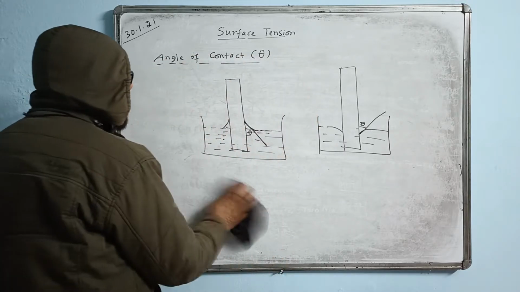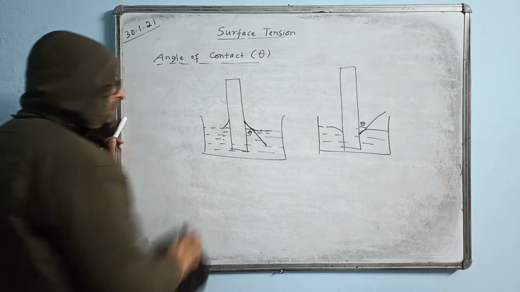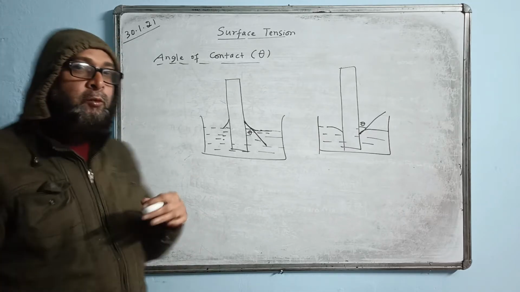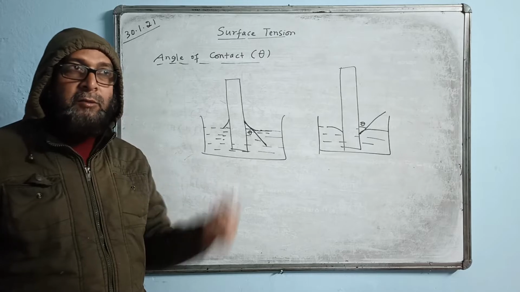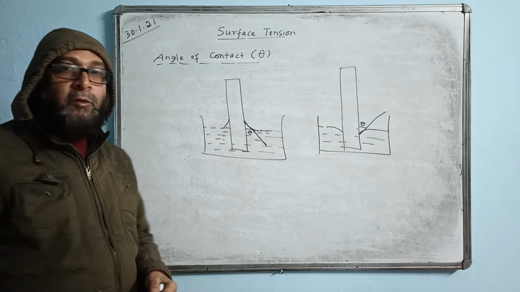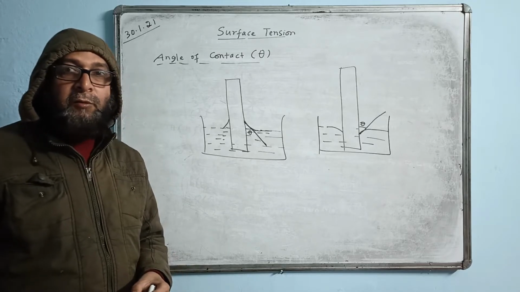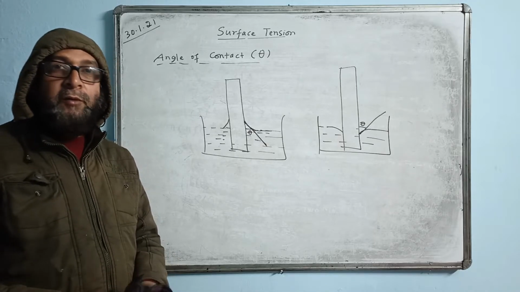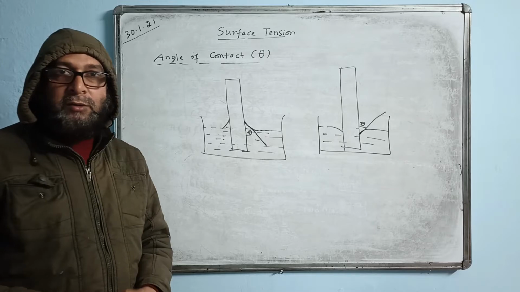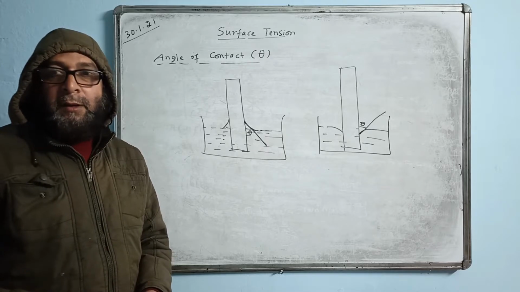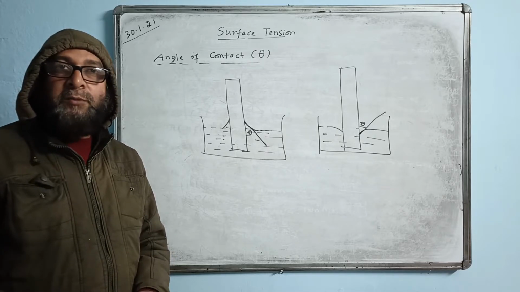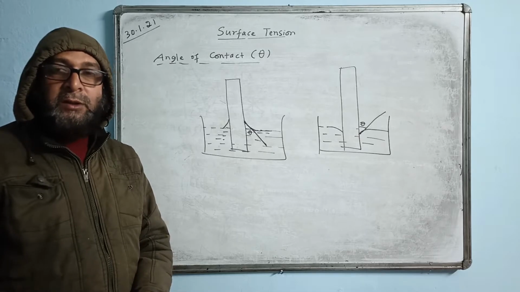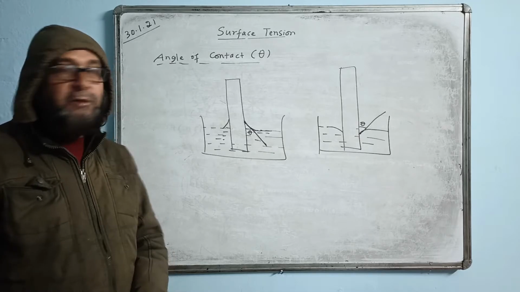Okay, now it depends. Molecules have two types of force of attraction. I think you know about it. One is called force of cohesion and the other is called force of adhesion. What is force of cohesion? Force between the same kind of molecules is called force of cohesion. And what is force of adhesion? Force between different kinds of molecules is called force of adhesion.